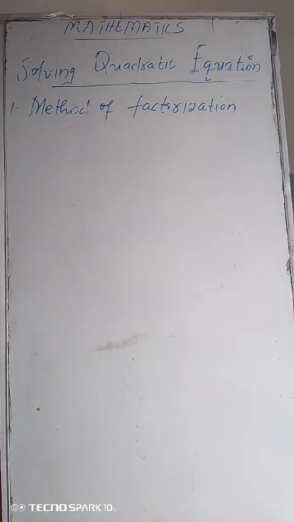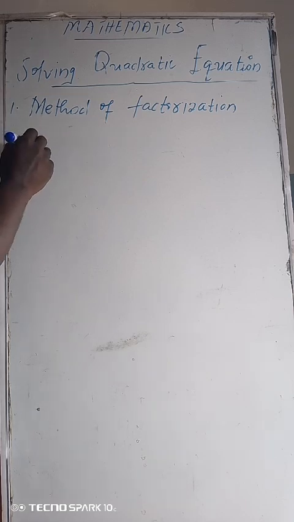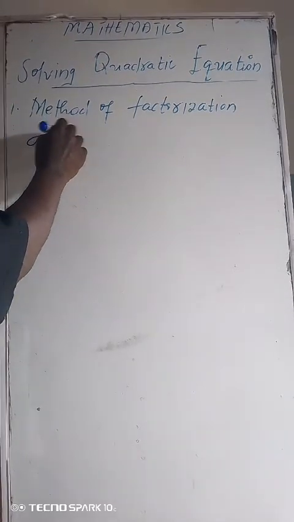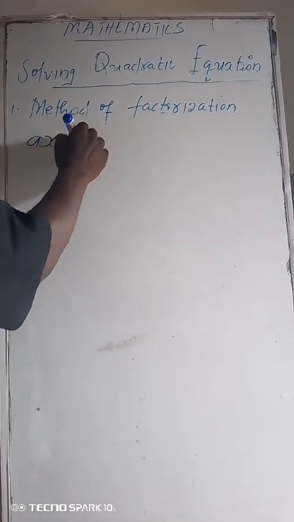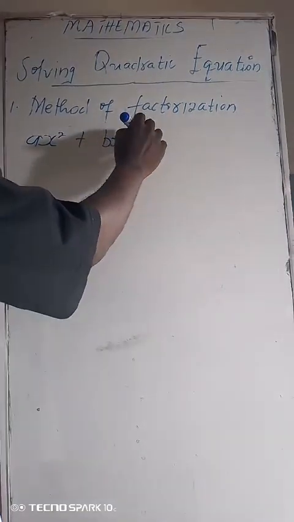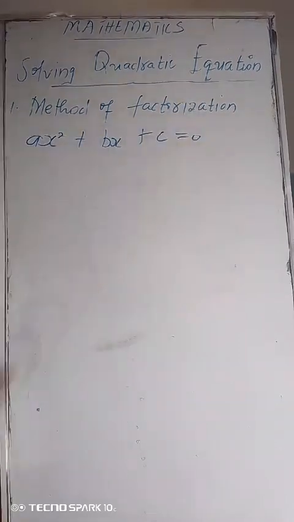So today our focus will be on the first one, which is the method of factorization. With regard to this method, for instance, if we have the general quadratic equation as, let's say, ax squared plus bx plus c is equals to 0.